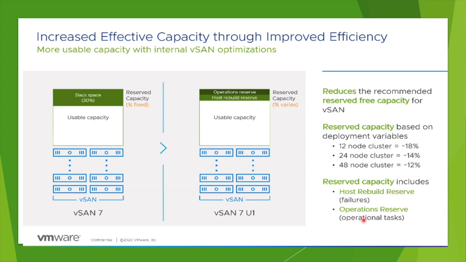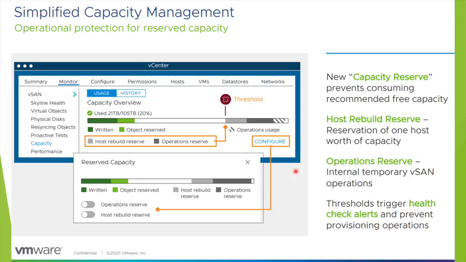And then also there is an operations reserve, which is for operational tasks. One thing I wanted to mention was this is not turned on by default, because some of the service providers do not want to use that as a procedure. They have their own standard procedures. When there's a host failure, they want to do it with their own methodology. So that is why they have got an option to turn it on or off. And this is how it looks basically.